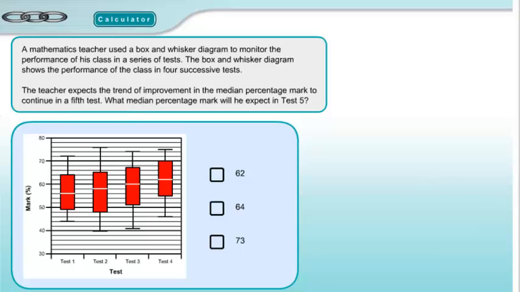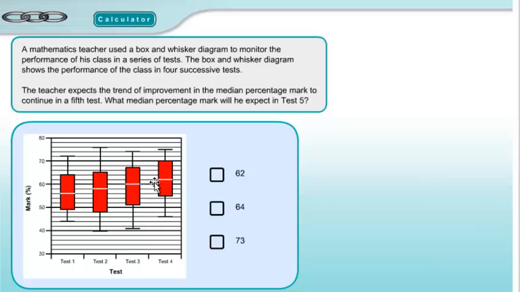So this time they're asking us, the teacher expects the trend of improvement in the median mark to continue into a 5th test. What median percentage mark would they expect if that happened? So we've got a multiple choice. One of these will be correct. And this one's pretty easy. The median is the white line, and we just have to spot what's happening each time. So it's going up by one of these little units, okay? And each one of these is worth 2.